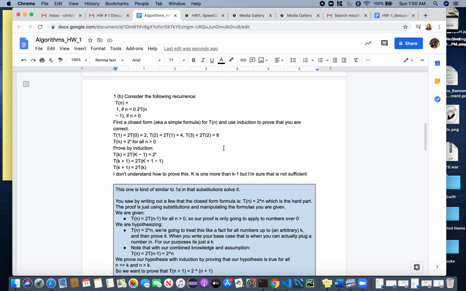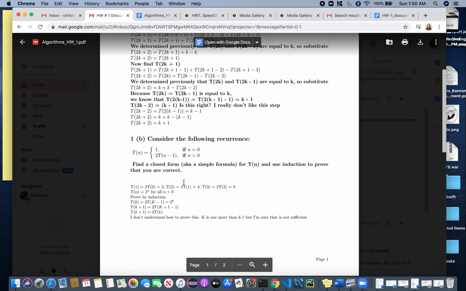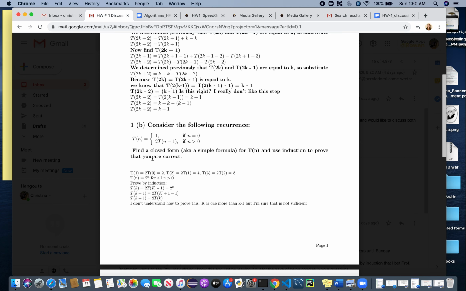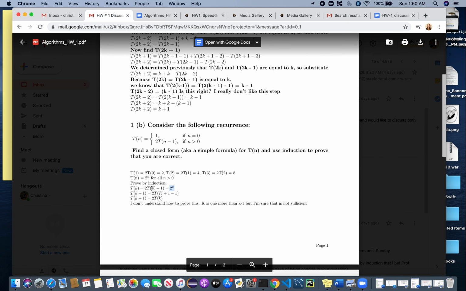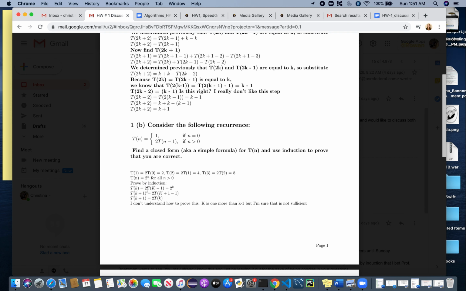Going to go over 1b. Okay, so you can see, and this didn't render super well, so let me pull up. You can see just by writing a few out that it looks like t to the k, the closed form of t to the k, is going to be 2 to the k. You can also tell that just by looking at this. It's going to be 2 of whatever it was before, and it starts at 1, so you just keep doubling 1, you know, that it's 2 to the k. So, okay.